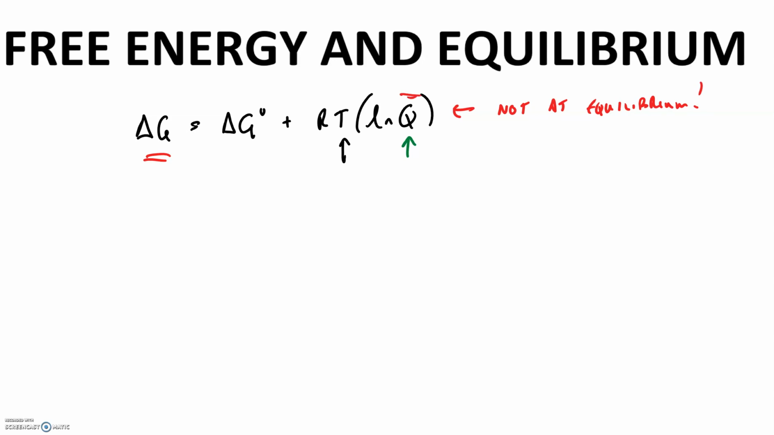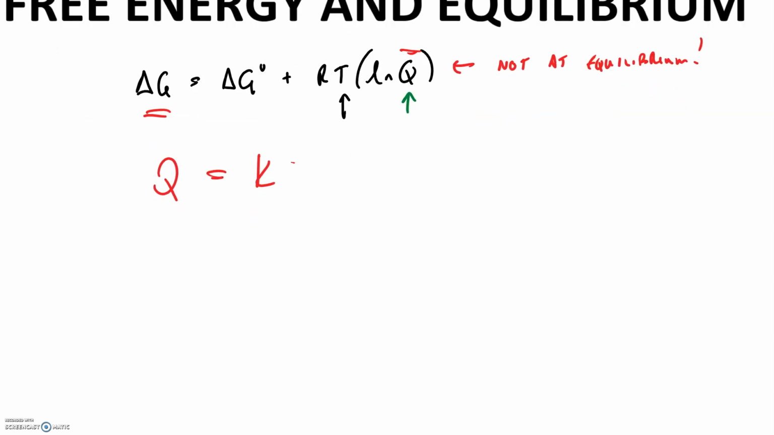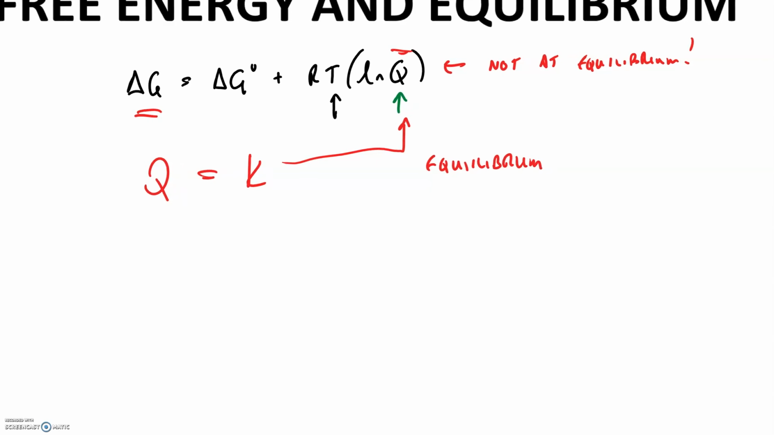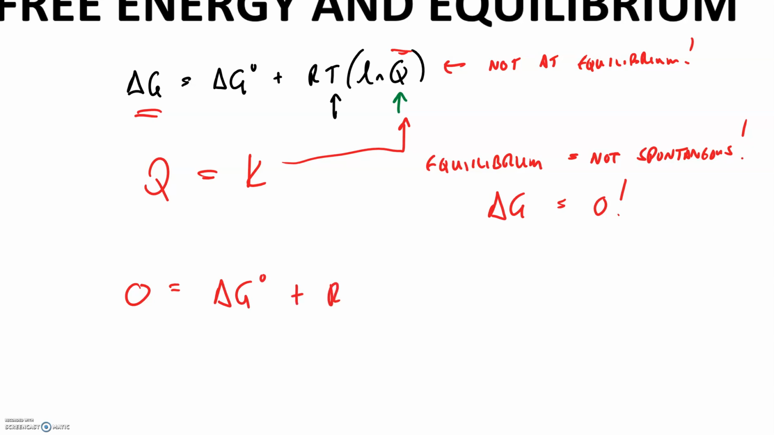When is a reaction at equilibrium? When Q is equal to K. So we could plug K into this equation for Q, but that would be equilibrium. And what do we know about equilibrium? When the reaction is at equilibrium, it's no longer spontaneous. It's kind of in the middle. Well, what is delta G when we're in the middle? 0. So what we have when we plug K into this is 0 equals delta G under standard conditions plus RT times the natural log of K.